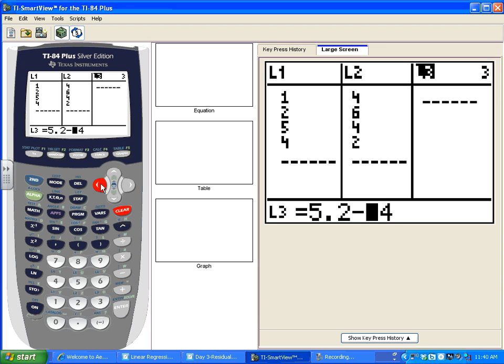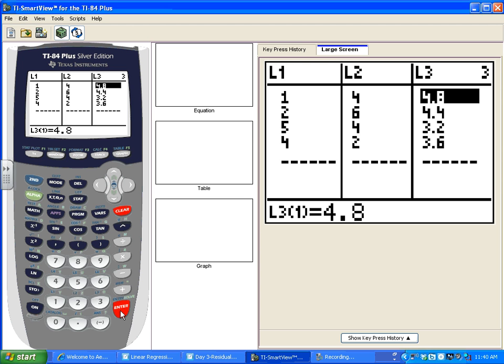I'm just going to go parentheses 0.4 times list 1. Doesn't it say 5.2 minus 0.4 of x? And now over in list 3, once I enter that, isn't that now my predictions? Do we agree with that? Any questions on what I've done there?